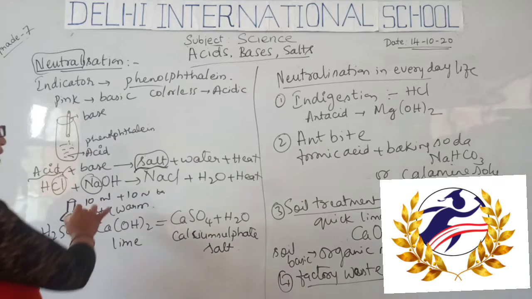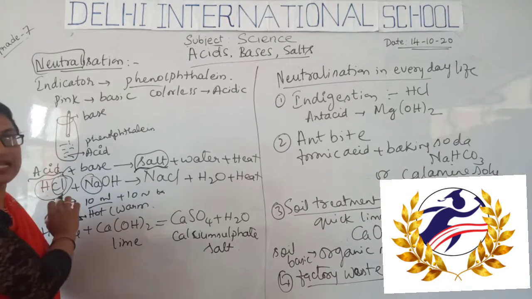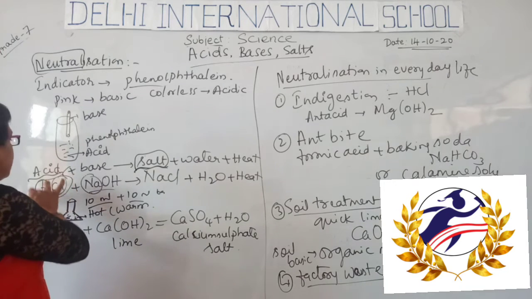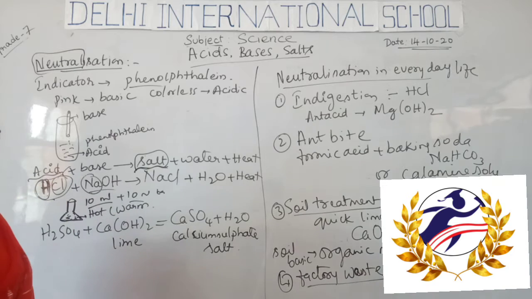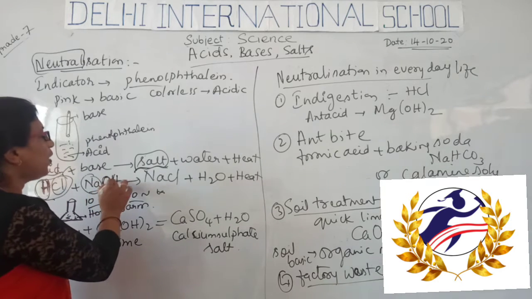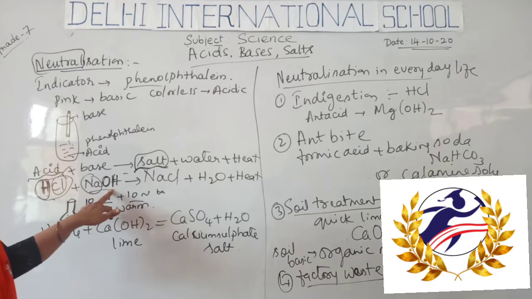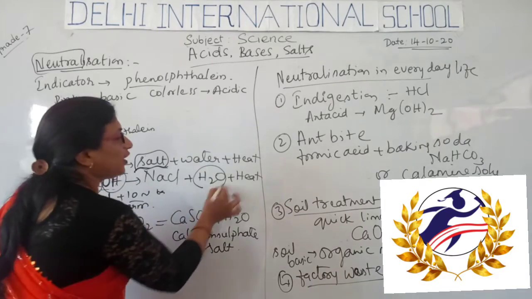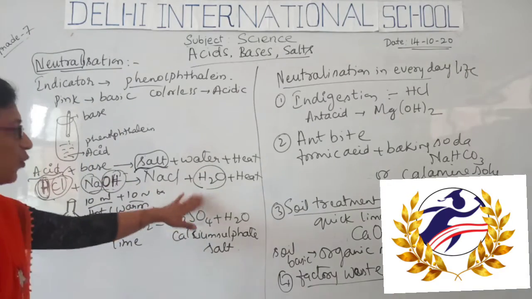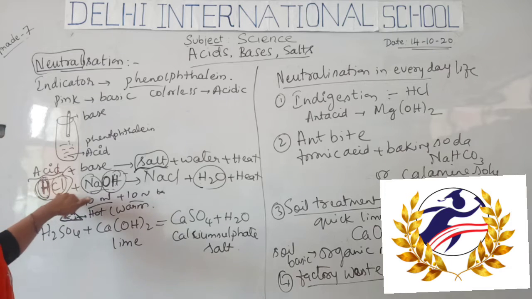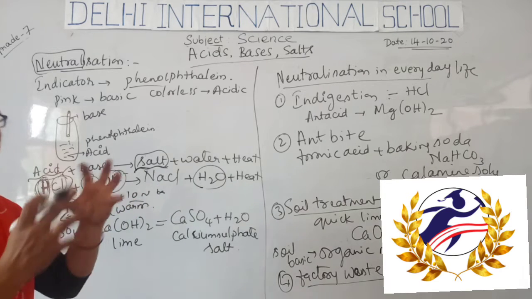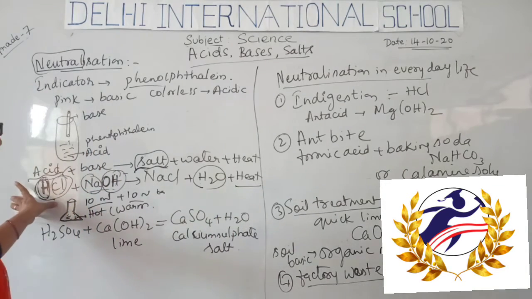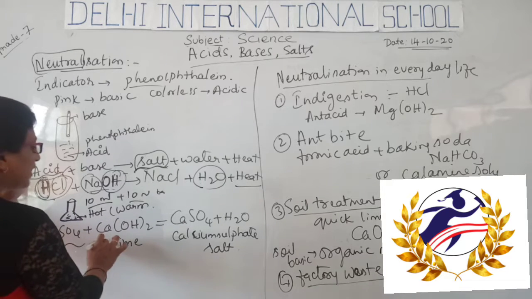Here I take HCl, hydrochloric acid, as the acid, and sodium hydroxide as the base. Hydrochloric acid contains H ions, so it is called an acid. If it contains OH minus ions, it is called a base. When these two are mixed, H plus and OH minus combine and form water, and the remaining Na and Cl form sodium chloride salt. They undergo neutralization after combining, and heat is liberated. This is all about neutralization, that is, when acid is mixed with the base.